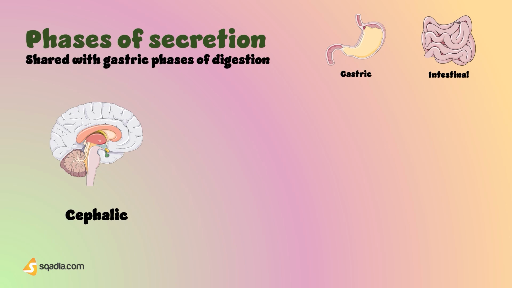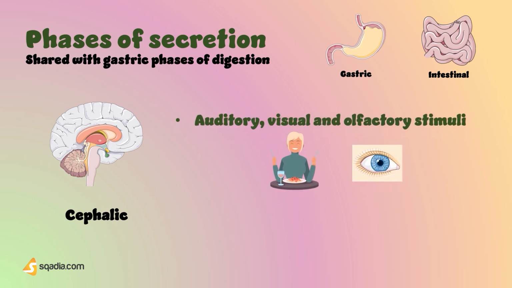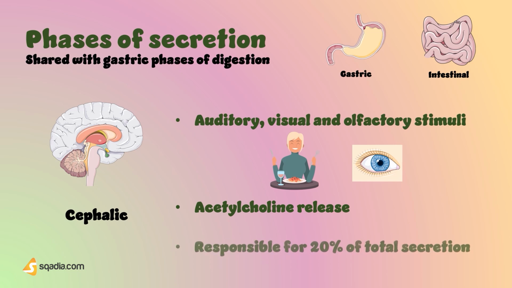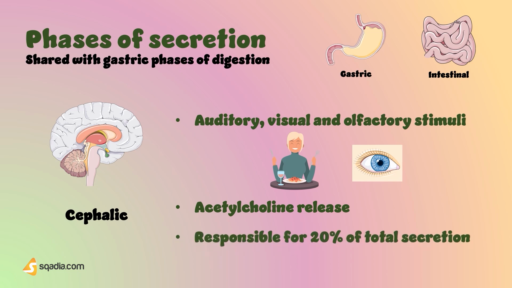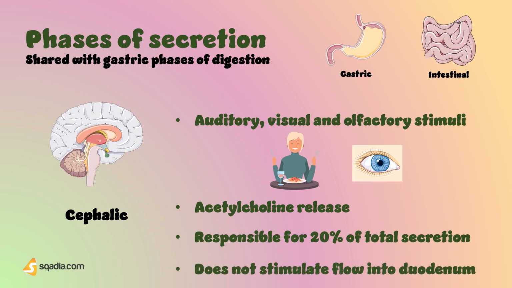The cephalic phase happens even before swallowing the food and is made up by various stimuli like the emotional state, the anticipation for the meal, visual, olfactory, and even auditory stimuli that are associated with a meal. These inputs will stimulate the parasympathetic nerve endings, which will increase the release of acetylcholine. This phase is responsible for 20% of the total pancreatic juice secretion, but it does not stimulate the flow of said secretion into the duodenum.